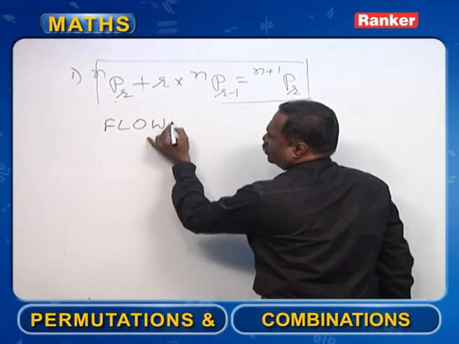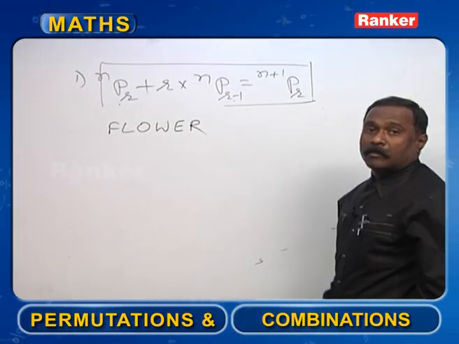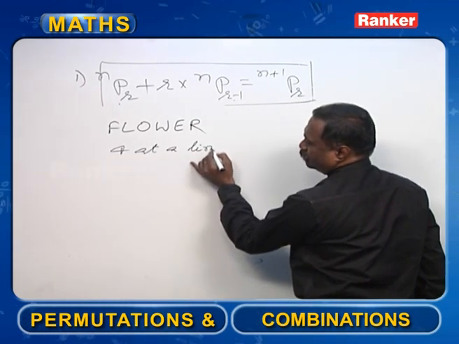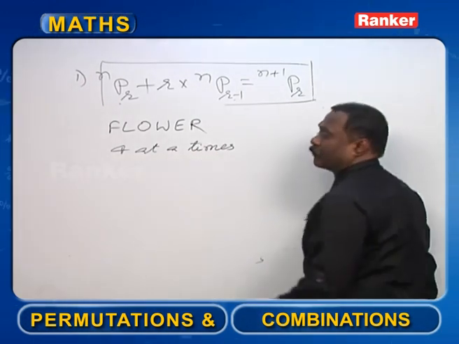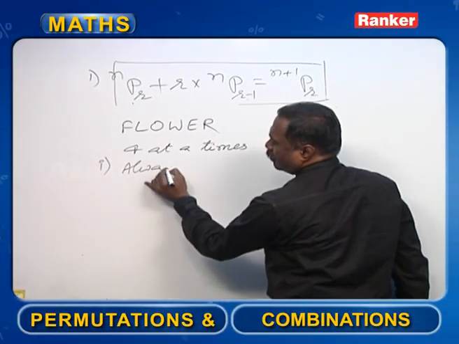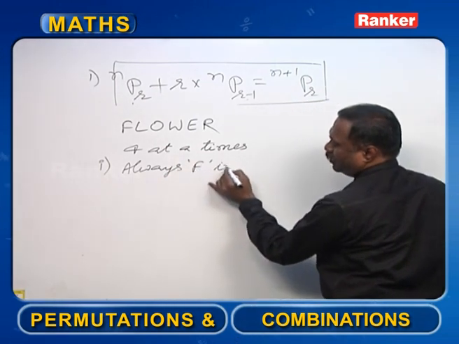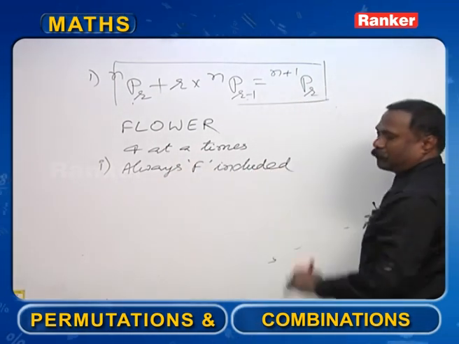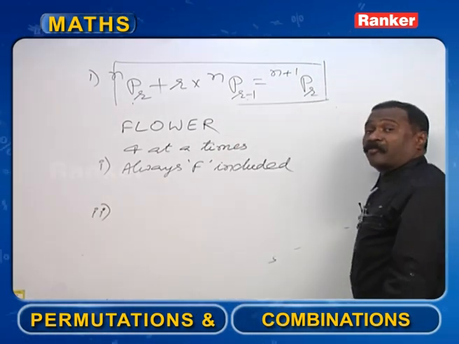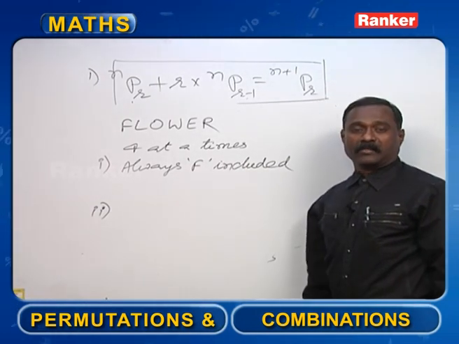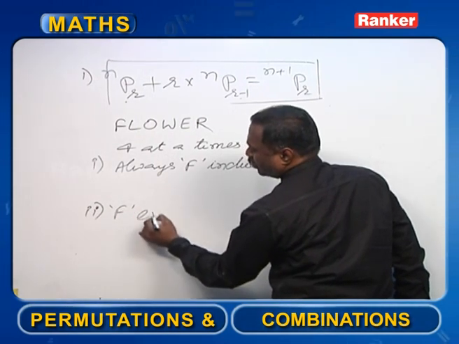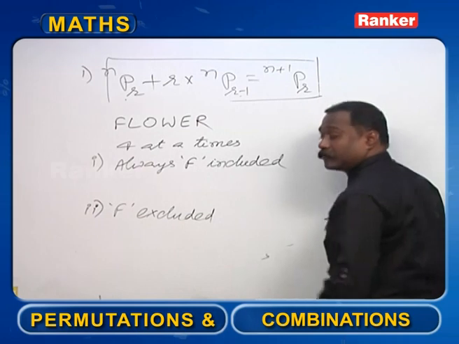Okay, now if you take an example on this problem, the letters of the word FLOWER taken 4 at a time. Number 1, always F included. Number 2, always F excluded. Here, F excluded is the second case.